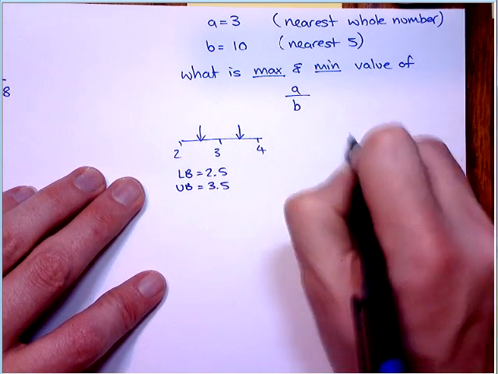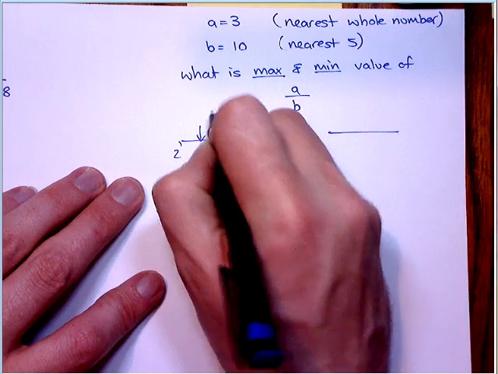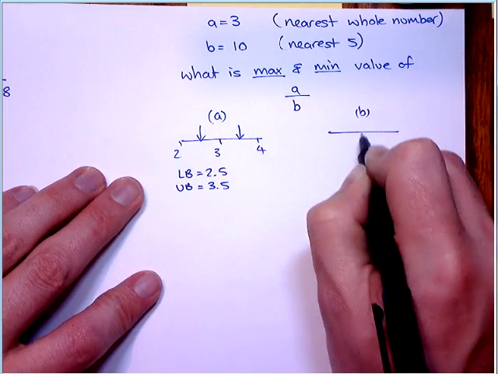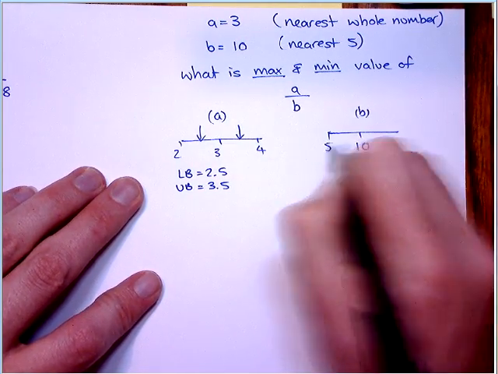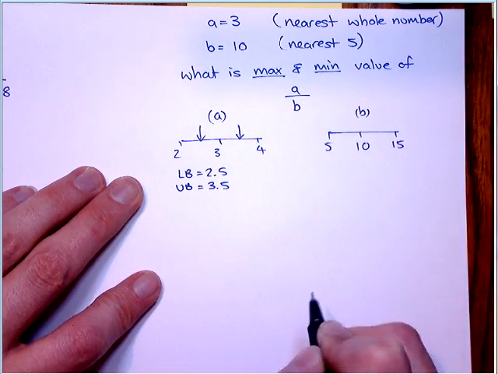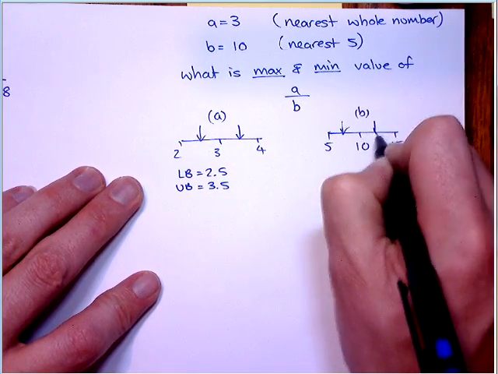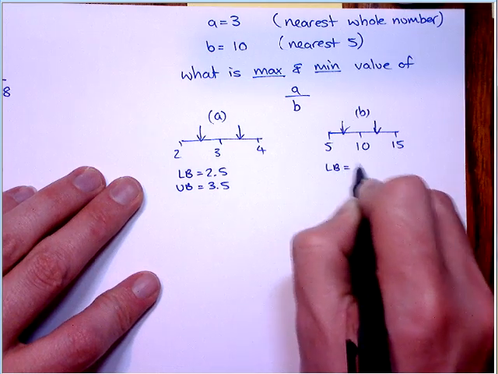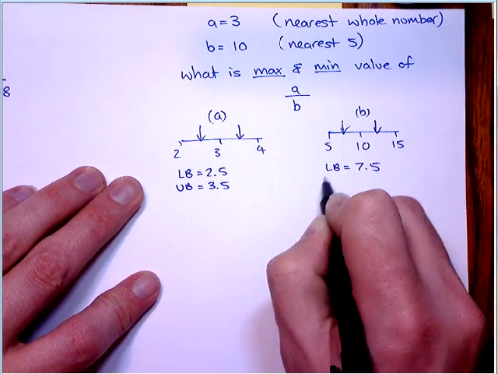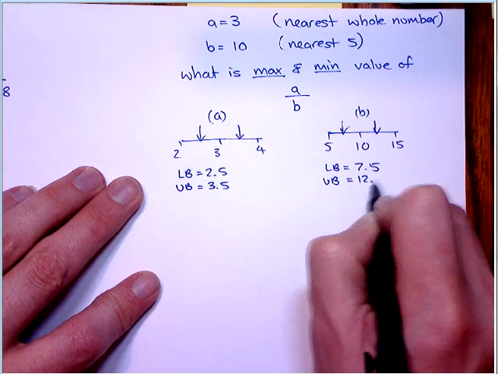And we're told B, so this is A, I'm going to put A there, this is B, so it's 10, but to the nearest 5, so it can go up 5 and down 5, meaning we're looking at these two points here, so the lower bound must be 7.5, and the upper bound must be 12.5.